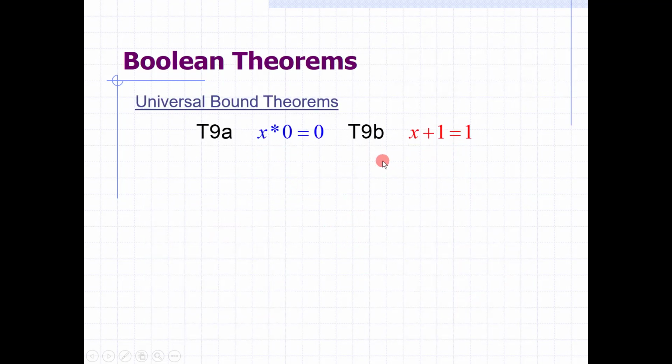We have some other theorems. Many of them are kind of obvious. The universal bound theorem, where if you AND with false, you get false. Anything ANDed with false is false. And then the OR version is anything ORed with true is true. Again, here's a statement that is not true in regular arithmetic.